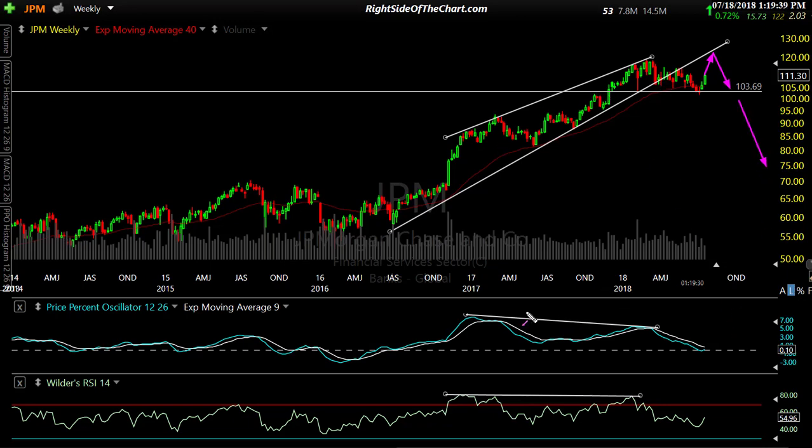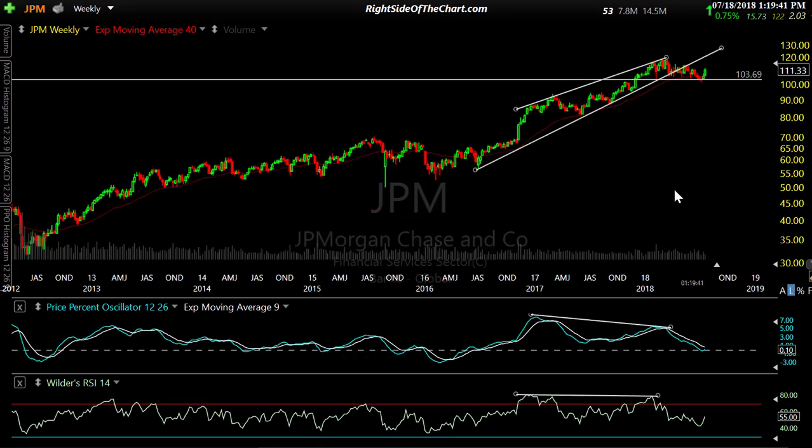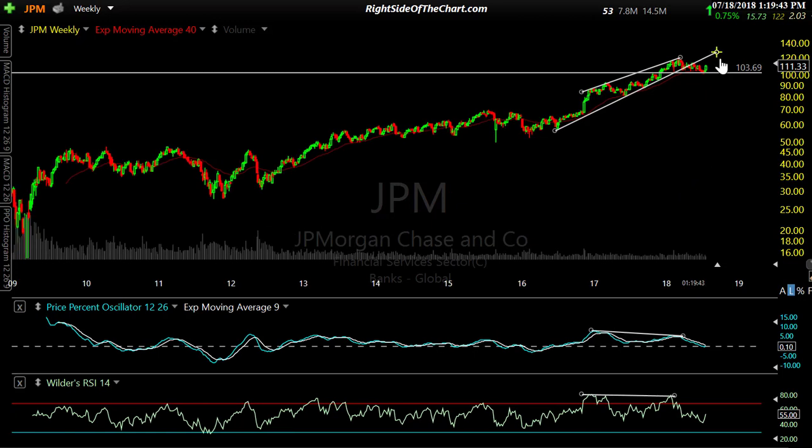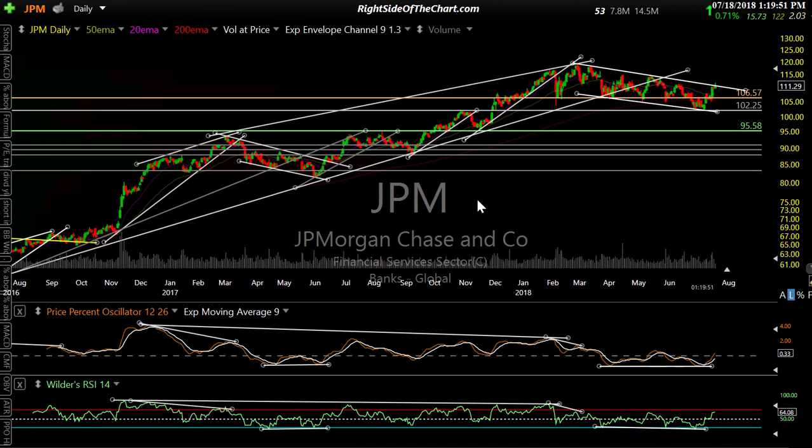This was a key breakdown, and more importantly, big divergence on the weekly time frame. So to me, it's more of a picking up nickels in front of a steamroller thing. Let's just say I'm near-term bullish, but intermediate to longer-term bearish on that, if that makes sense to you there.